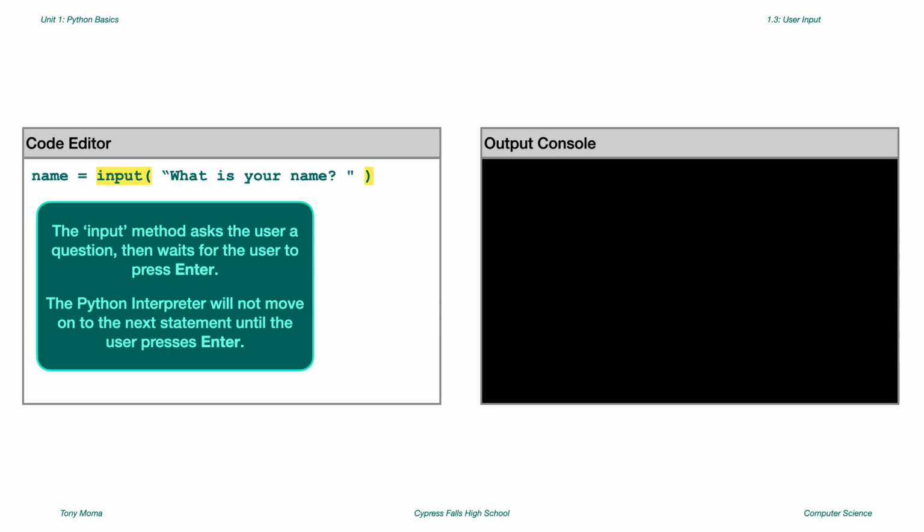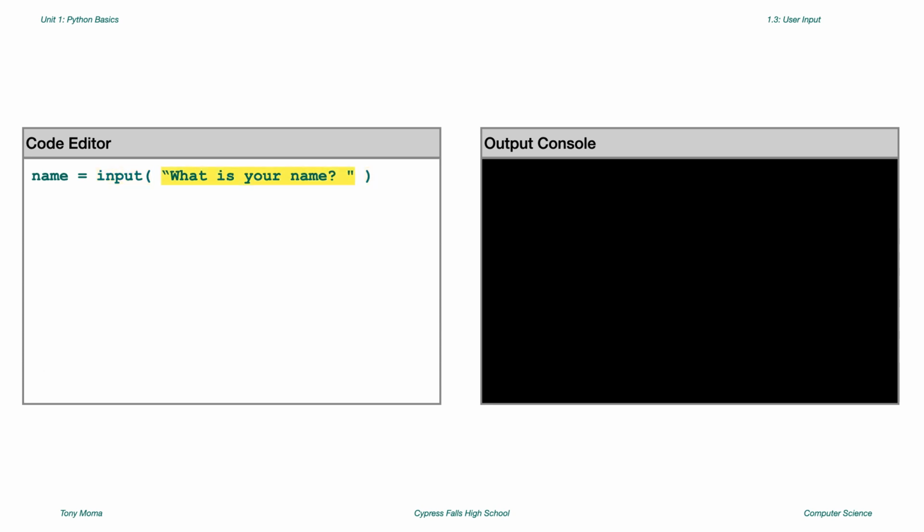Now, what question will the input method ask? Whatever you type inside of the parentheses. In this case, we have a string and it says, what is your name? So, when I execute this line of code, what is your name gets printed to the output console. Then the Python interpreter pauses. It pauses and waits for the user to type something and press enter. So let's say, for example, I type Jason, then press enter. The name Jason will get stored inside the name variable.